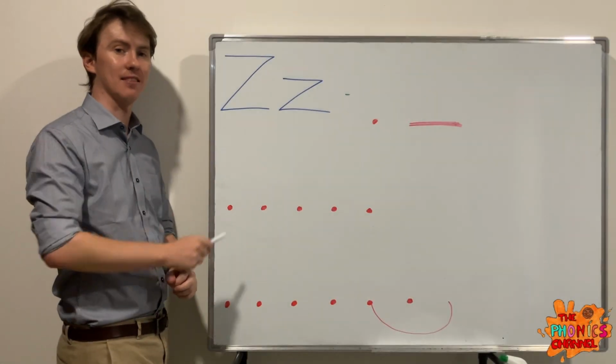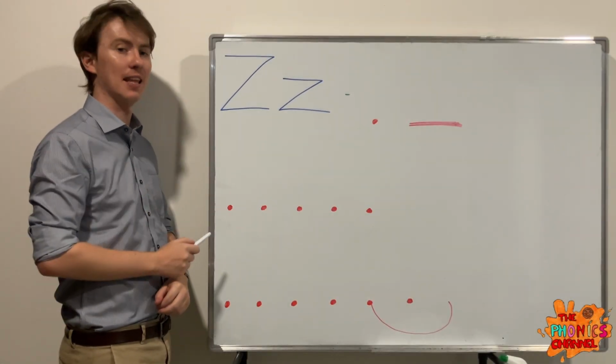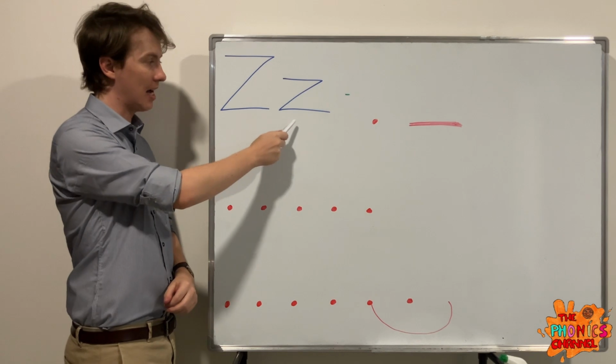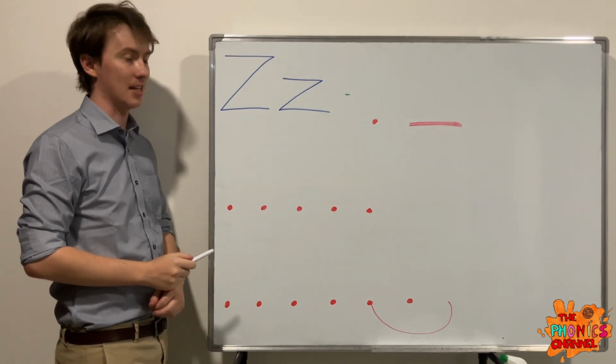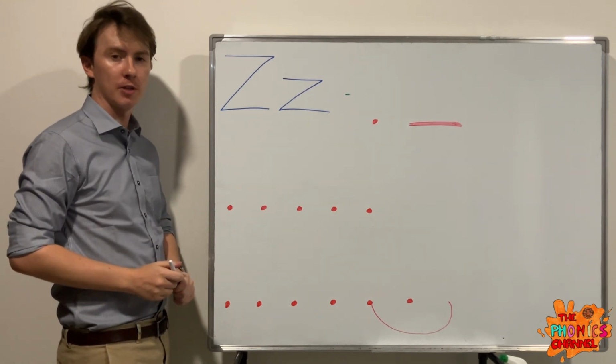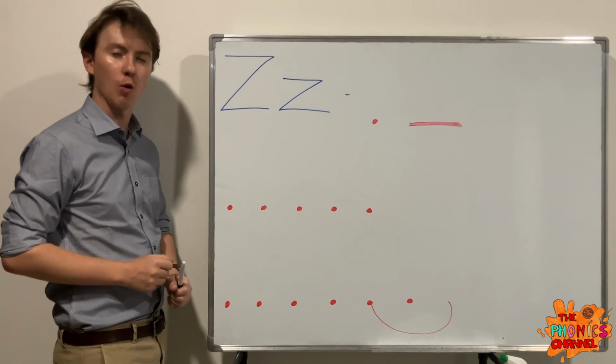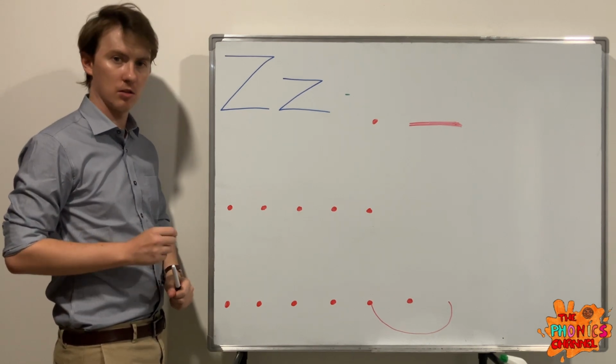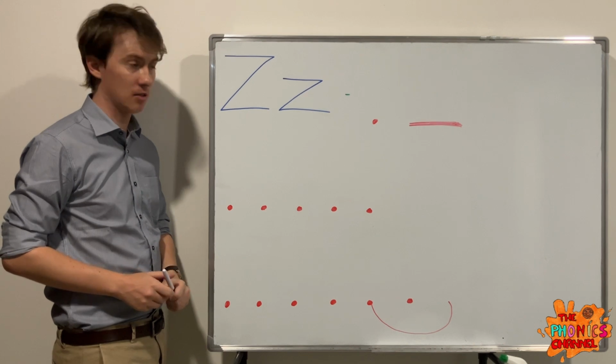This is the Z letter. Capital Z and lowercase z. Again, quite an uncommon letter. You won't see it too often in words usually, but there are some words that use it, okay?